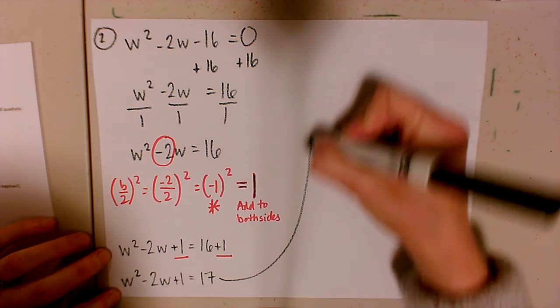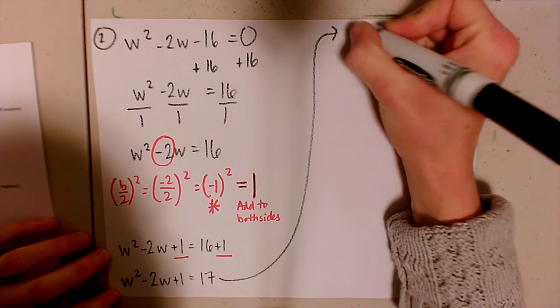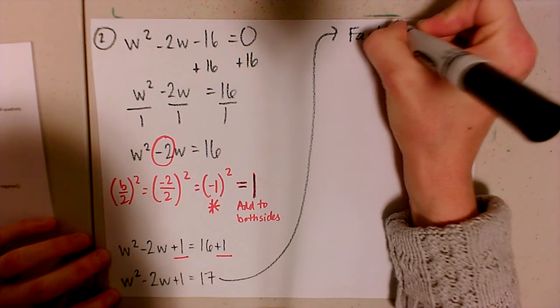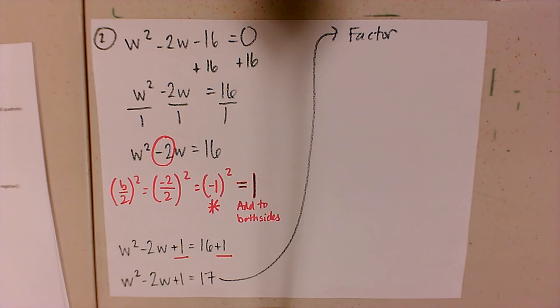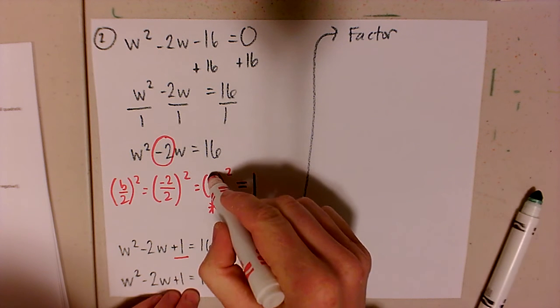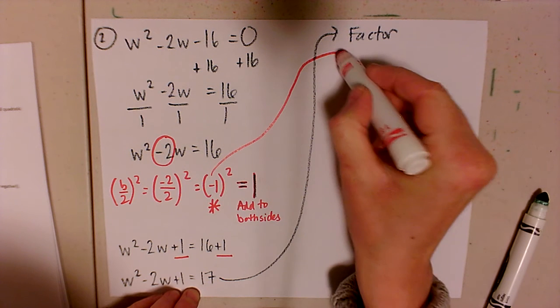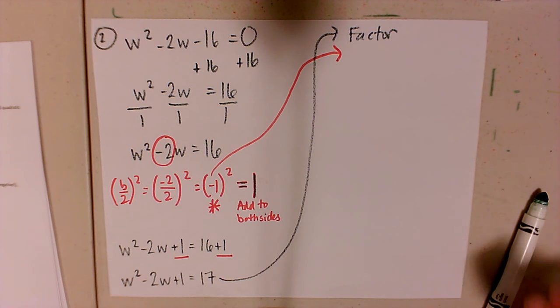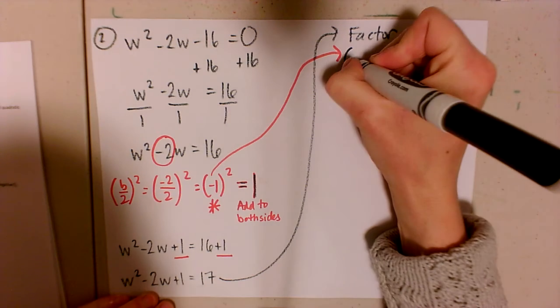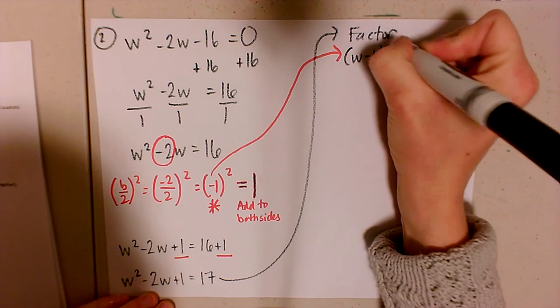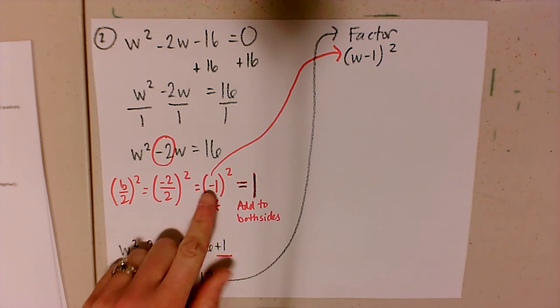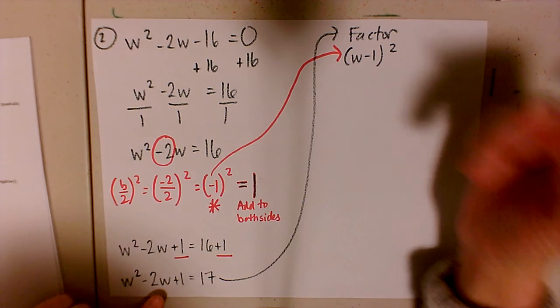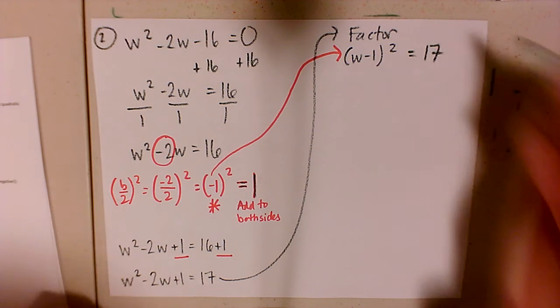okay? So we're going to kick this up here, and then our next step is to factor. Now remember, this is the step where the factoring is really easy, okay? So we just use the number that we got right before we squared it. And so this factors really, really easily, and it turns into w minus 1, the whole thing squared, right? Just took that negative 1, that's all I did. And then it equals 17.